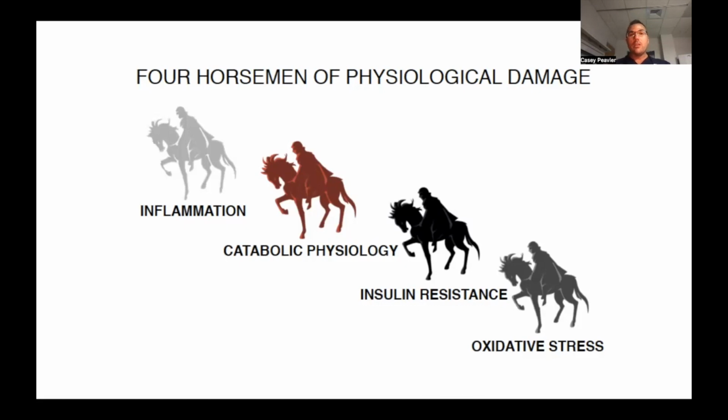And in this graphic, it's going to talk about what these four horsemen are: chronic, low level inflammation, catabolic physiology, which is another term for cortisol dysregulation, insulin resistance and diabetes, oxidative stress, redox imbalance.